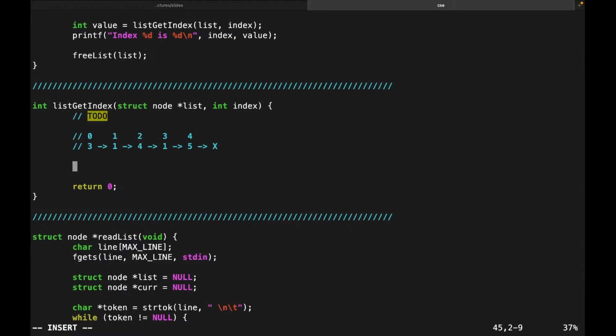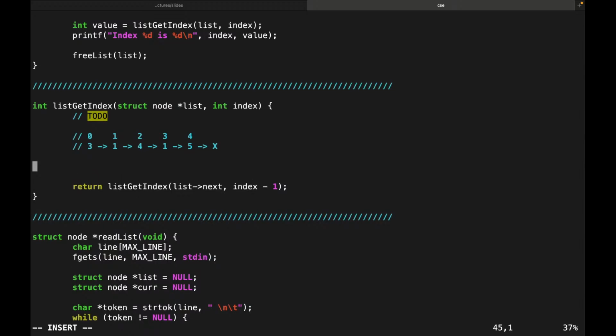So let's implement that recursive case now. We've got to return list get index, list next, index minus 1. Okay, and that's the recursive case.